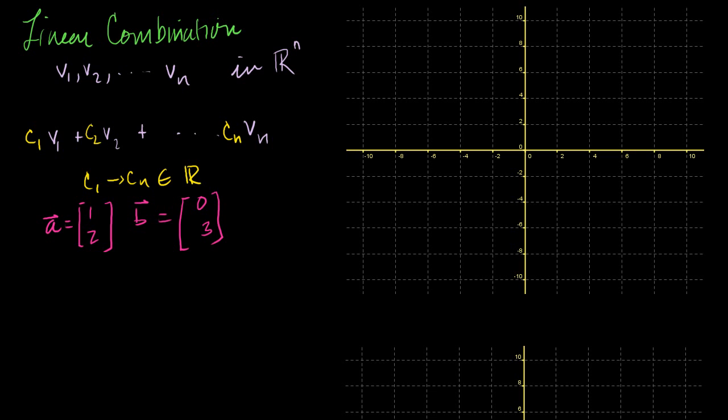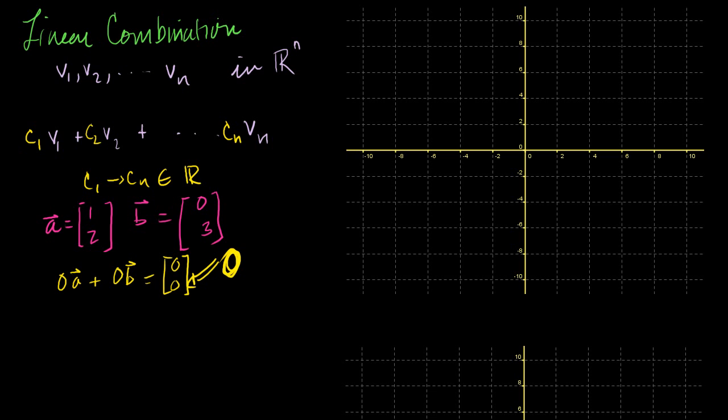Well, it could be any constant times A plus any constant times B. So it could be 0 times A plus 0 times B, which of course would be what? 0 times A would be 0, 0, and 0 times B is 0, 0. That would be the 0 vector. But this is a completely valid linear combination. And we can denote the 0 vector by just a big, bold 0 like that.